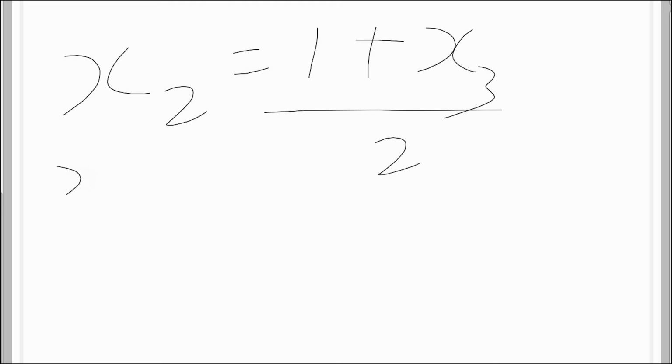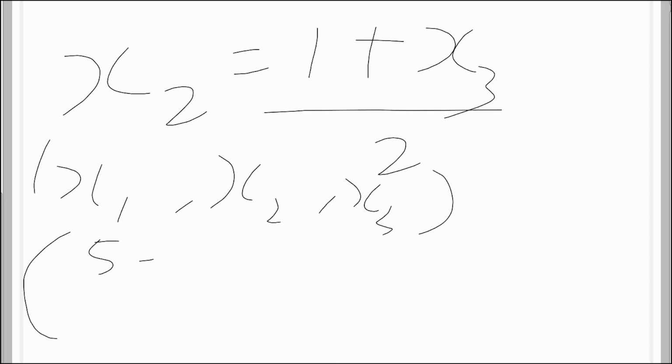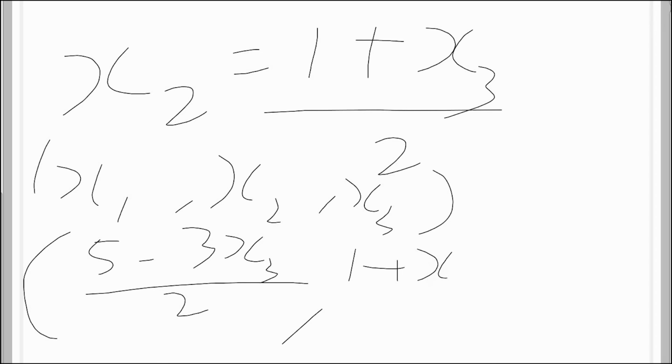So now our x1, x2, x3 is equal to 5 minus 3x3 over 2, 1 plus x3 over 2, x3. Then we can easily replace x3 by a, and we have 5 minus 3a over 2, 1 plus a over 2, a, which is our x1, x2, and x3. So that's how we solve a system of linear equations.